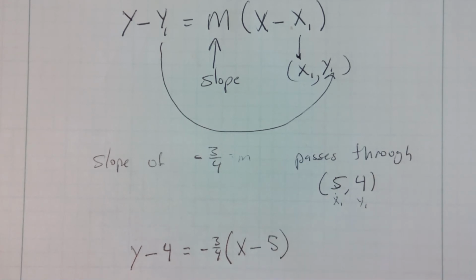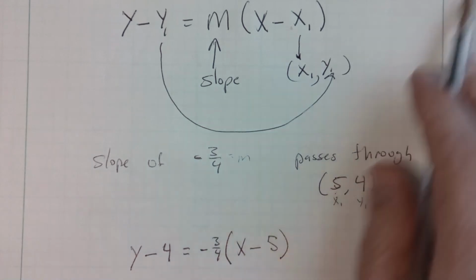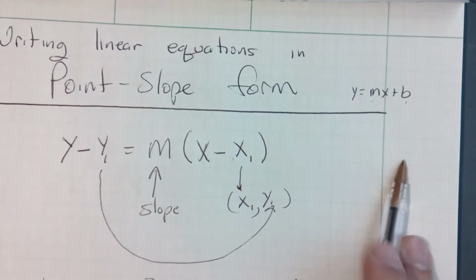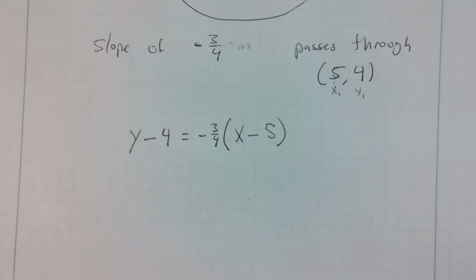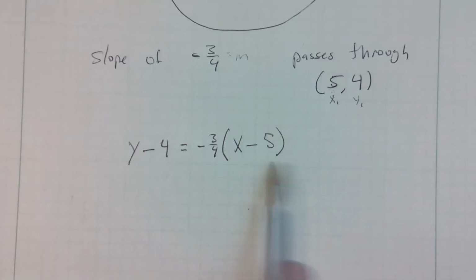And we know it works because if I plugged in a 5, 5 minus 5 is 0. 0 times the slope will be 0. If I plug a 4 on this side, 4 minus 4 is 0, and 0 equals 0. It makes the equation true. So I know it goes through this point, and if I was to distribute and add the 4 over, I could get it into slope-intercept form. If I wanted to, I could transform it back to slope-intercept form and know that it is a linear equation. But it is. Let's do another one.